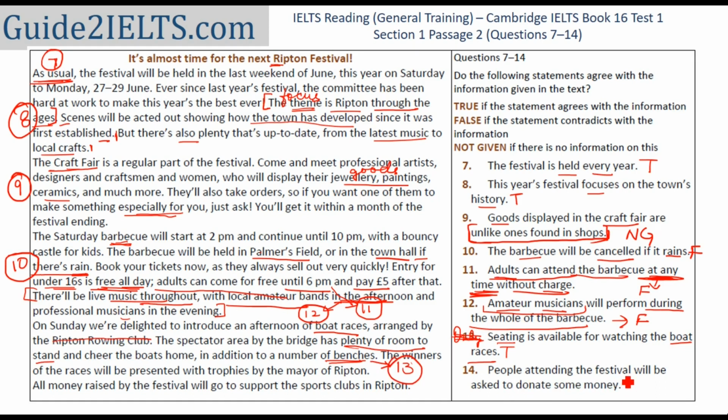People attending the festival will be asked to donate some money. So we're talking about any kind of donation or charity during the event. This says something about trophies and everything. And then the last sentence is about money raised. All money raised by the festival will go to support the sports club in Ripton. So whatever money will be raised in the festival will be used for whatever purpose. But is there any mention of how this money will be raised? Any mention of people being asked to give money or to donate money for any purpose? No, there is not. This is clearly not given. And that is the end of our true, false, not given questions.